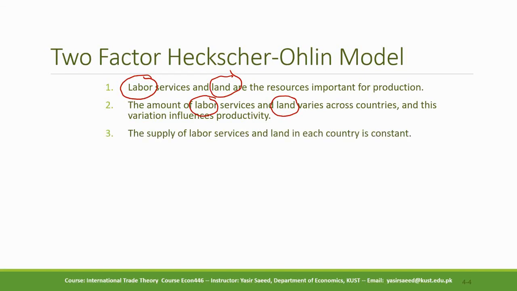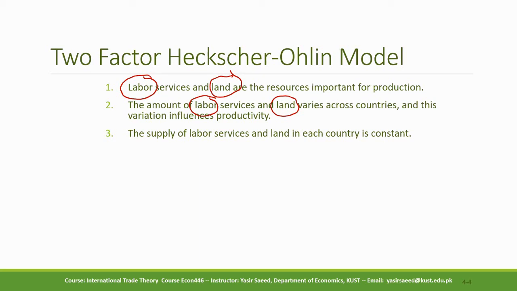Then the third assumption is that the quantity of land and labor will remain fixed in those countries. The total labor available in Pakistan will not change, and similarly, the total amount of land in Pakistan will not change, it will remain constant. Similarly, it will not change in the other country that we are studying. This amount will be fixed.